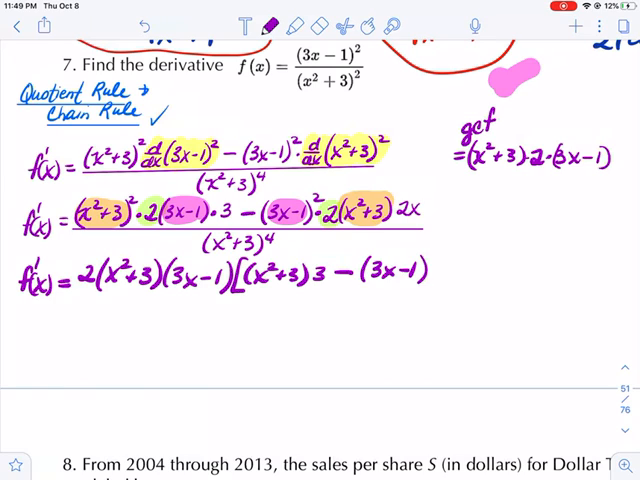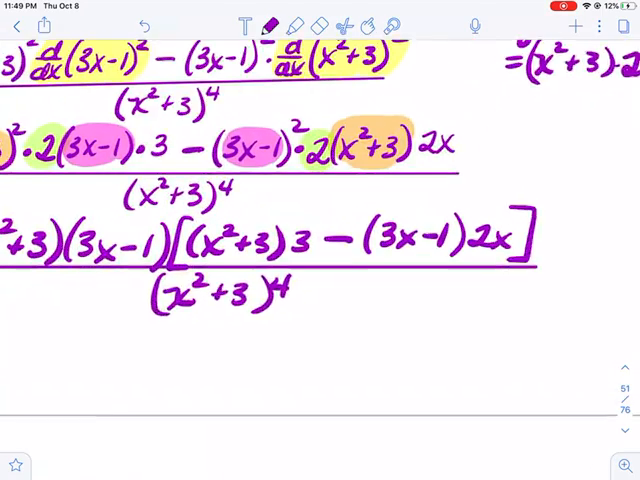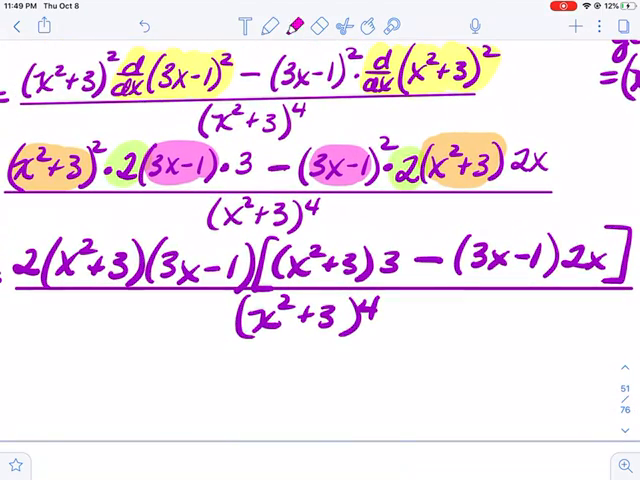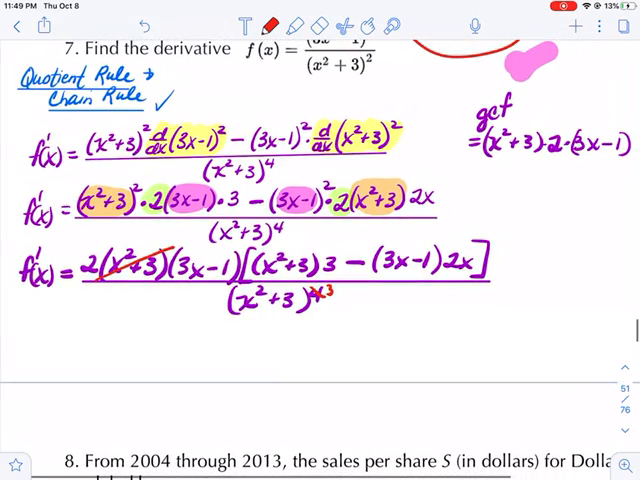And what else do I have? I have a 2x, right? Okay, that's the numerator. And then over the denominator is an x squared plus 3, and it's to the 4th power. But notice we have an x squared plus 3 here that I can cancel and make that a 3. I'll just clean it up a little bit.